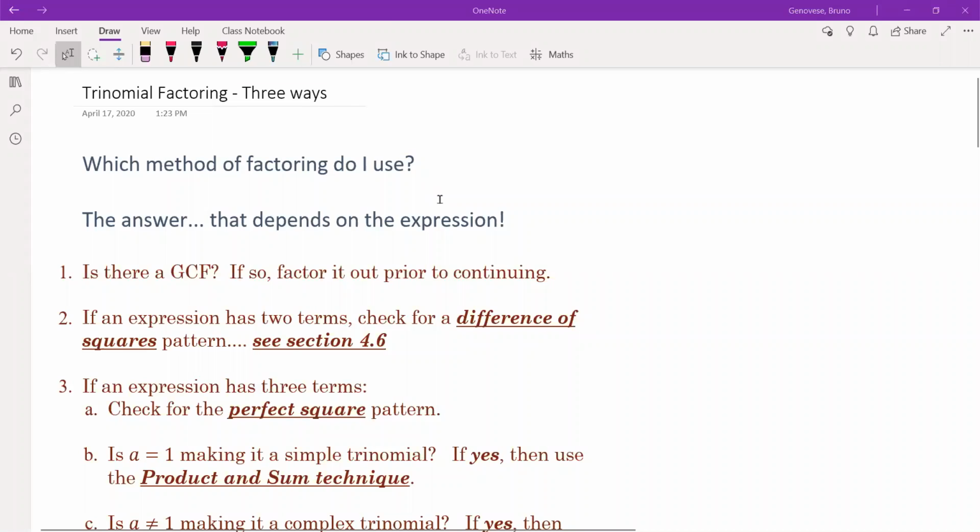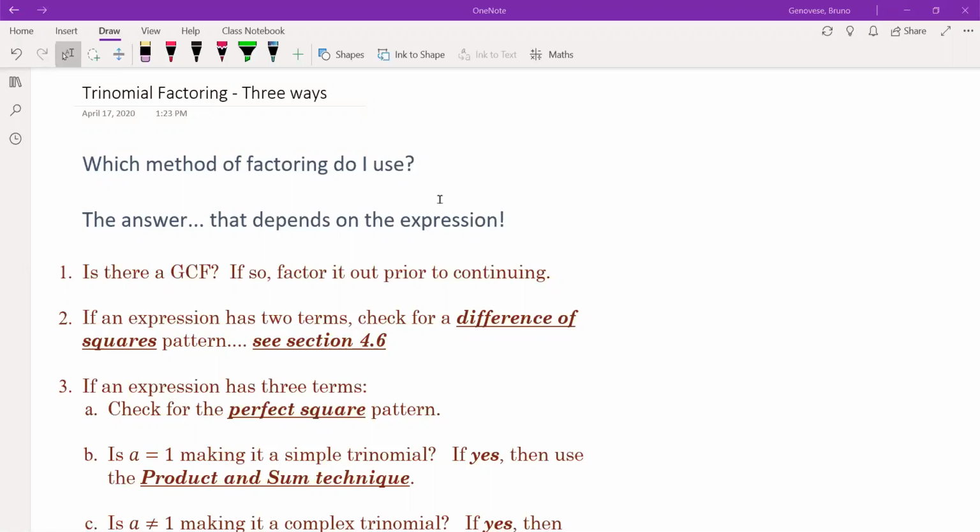Right, so we're going to do a quick little review of trinomial factoring that you can use to hopefully get through some of the difficulty challenges of factoring trinomials. I've titled it Trinomial Factoring Three Ways, but there are some other things to consider. The biggest question most students have is, which method of factoring do I use? And the honest answer is, that depends on the expression. Unfortunately, this is the way it's going to work.